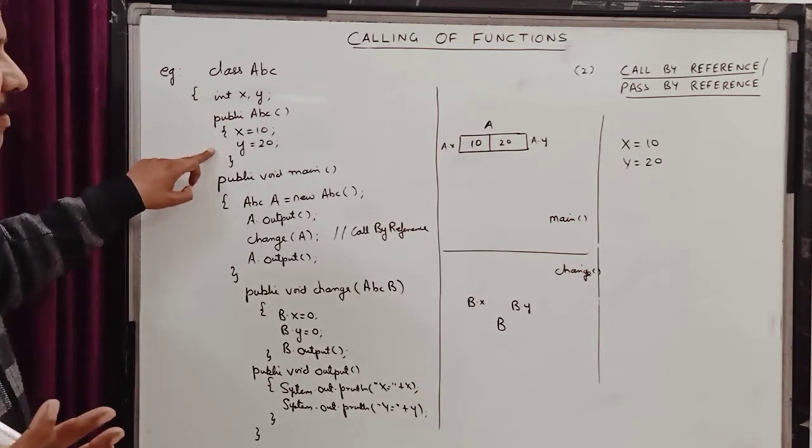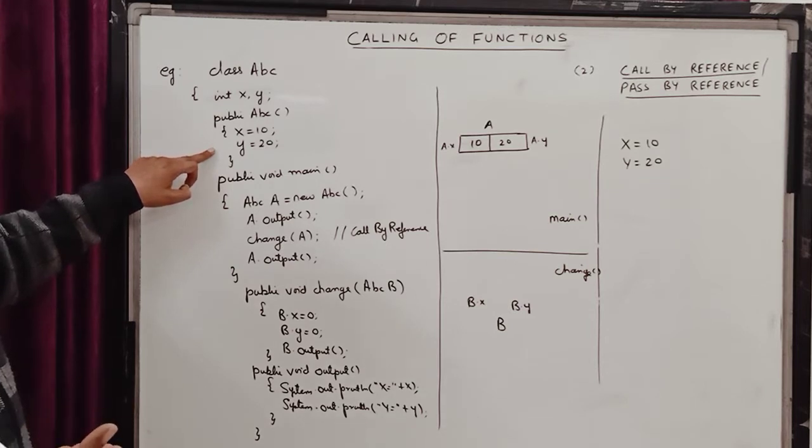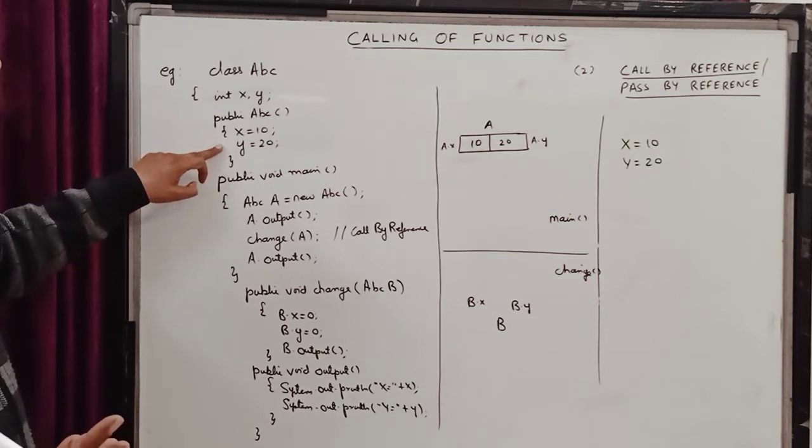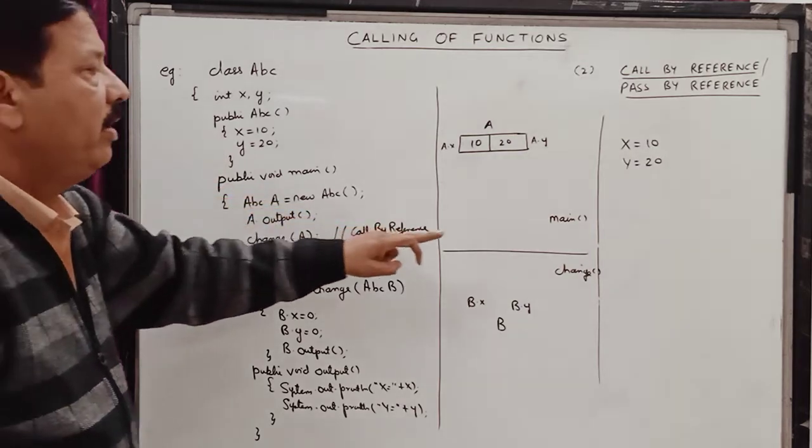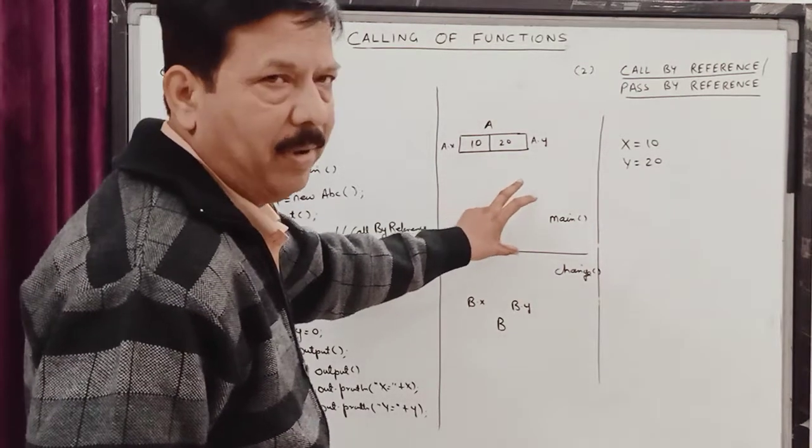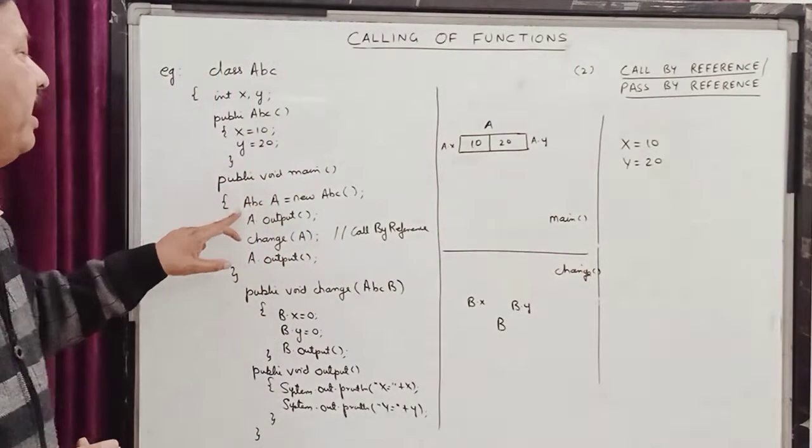Constructor will be used when we are going to create an object of this class; it is going to provide value to the objects of the class. Now we come to the main method. This is my main area or main memory space. In this I have created an object A.